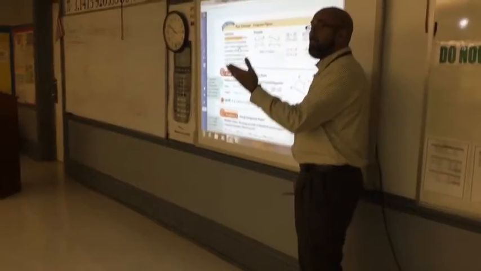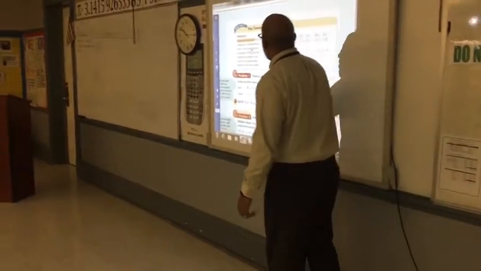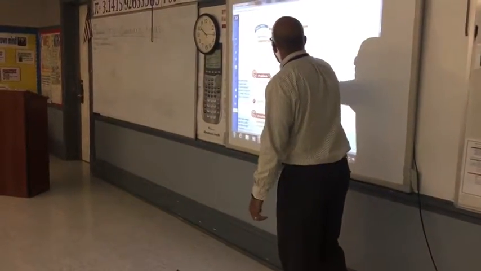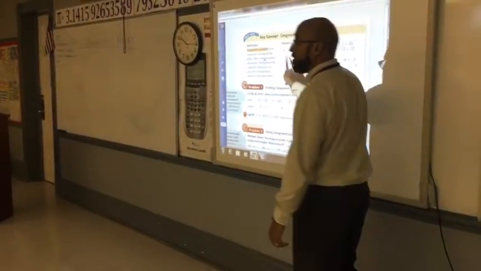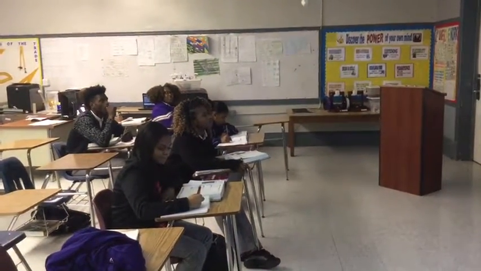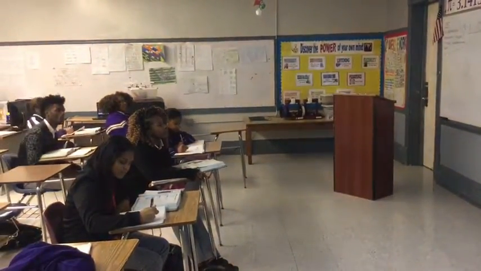All right, Tamber. If we look at this polygon, can you tell me what are the vertices for this polygon right here? A, B, C, and D. What about the second figure? What are the vertices for those? E, F, G, and E.